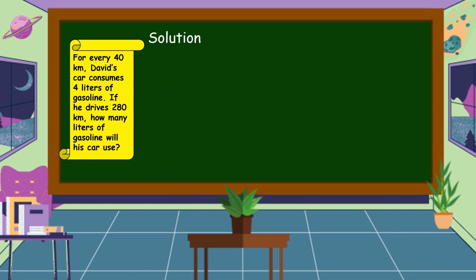So first we're going to make a ratio. Kilometers to liters, and for the second ratio also, we start with kilometers to liters because this is a direct proportion. So, for every 40 kilometers, David's car consumes 4 liters of gasoline. If he drives 280 kilometers, how many liters of gasoline will his car use? So, we put here n as our variable to represent the answer.